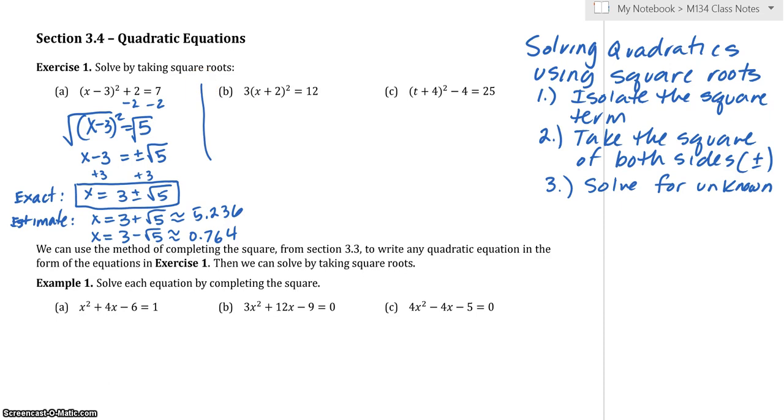Part B. How would we isolate the variable here? You would have to divide by 3 instead of subtracting, because that says multiplication. So this one says addition, so I subtracted. This one says multiplication, so I divide.